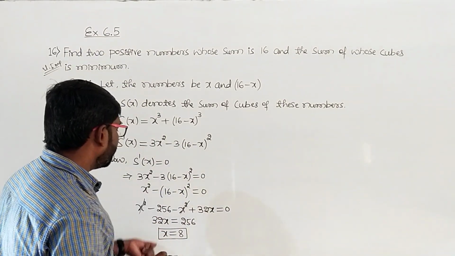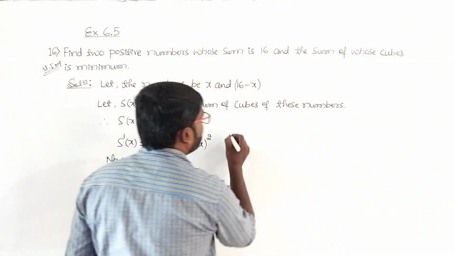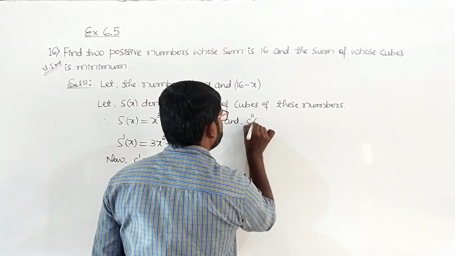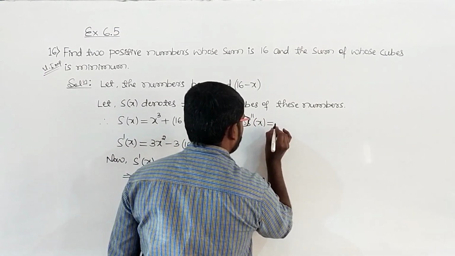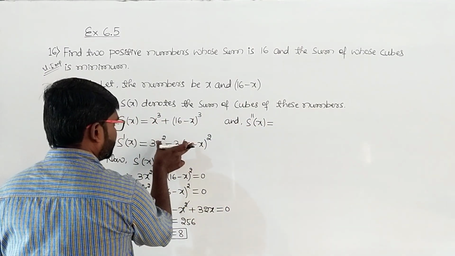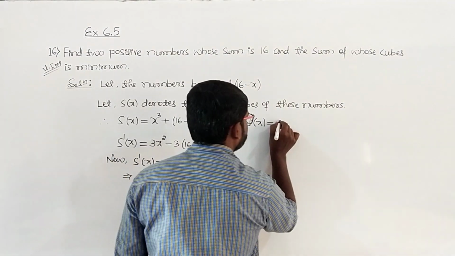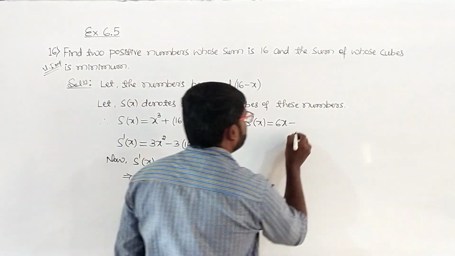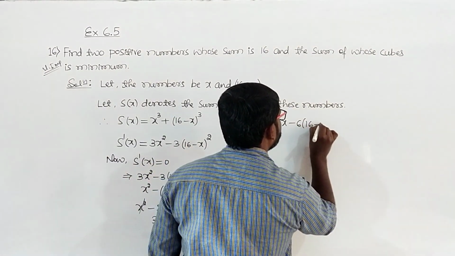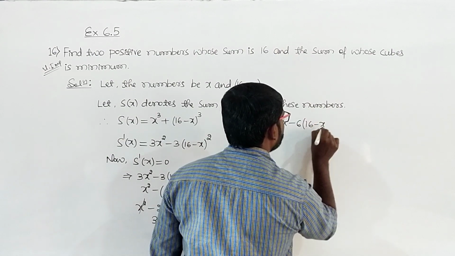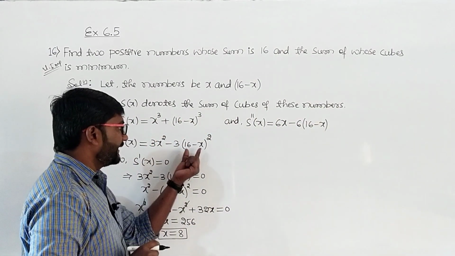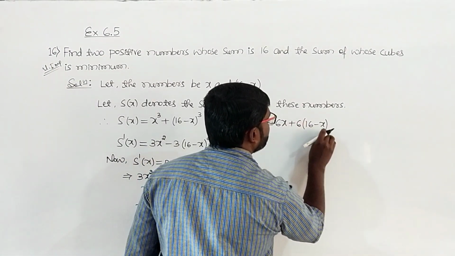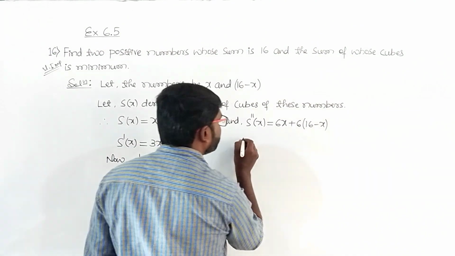Now let us go for the second order derivative, that is s double dash of x. Differentiate this once again: 2 into 3 is 6x, then minus, so 2 into 3 is 6 into 16 minus x, and then the derivative of the inside function gives minus 1, minus into minus is plus.